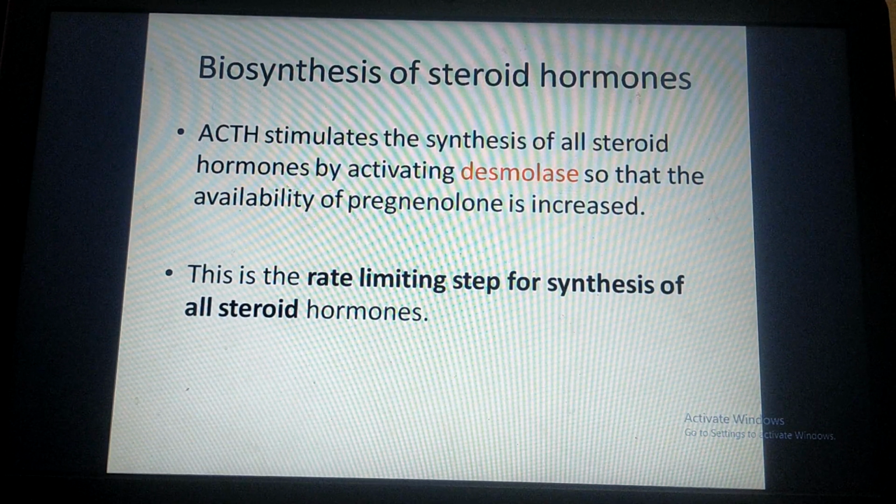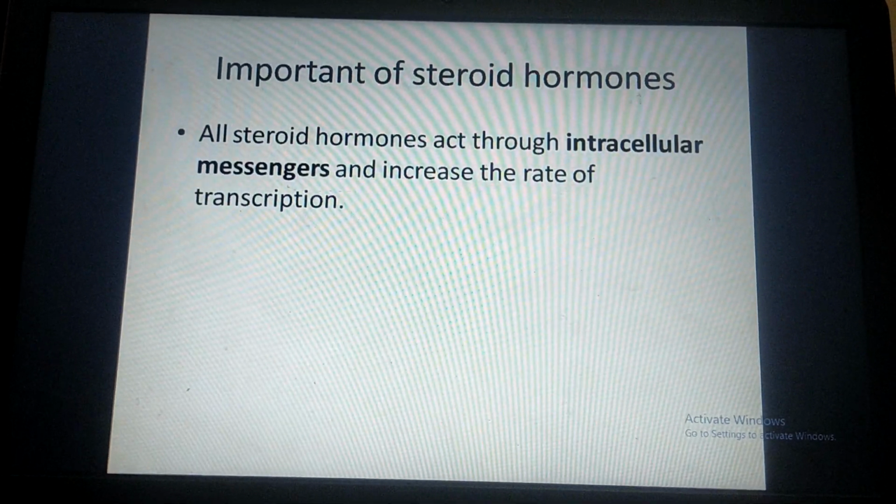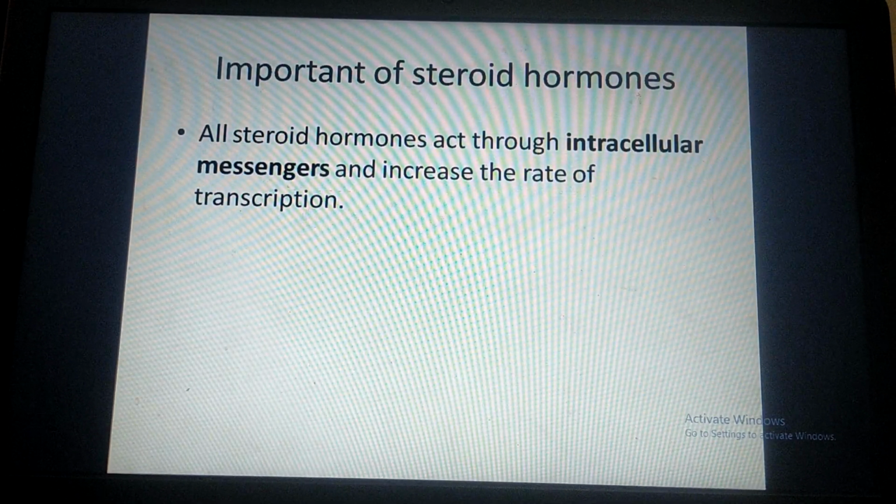Here, the ACTH stimulates the desmolase enzyme in the first step, and that step is the rate limiting step of the steroid synthesis pathway. As these steroid hormones are lipid soluble, they can travel through the cell membrane and enter into the cytoplasm. Therefore, they have intracellular messengers. They bind with the receptors present in the cytoplasm, and then they directly act on the nucleus, DNA, and stimulate the process of transcription and translation.